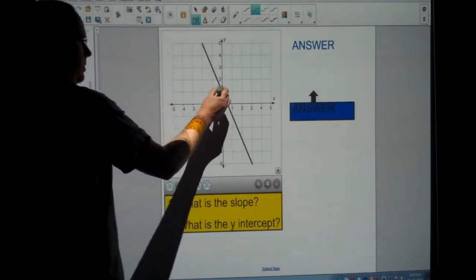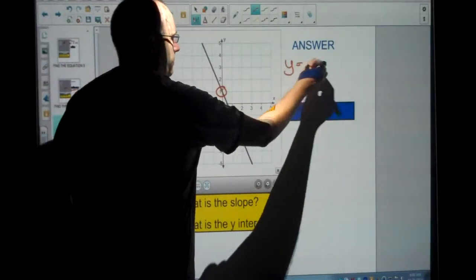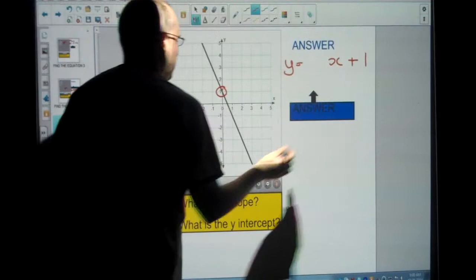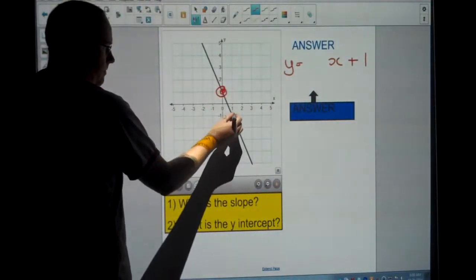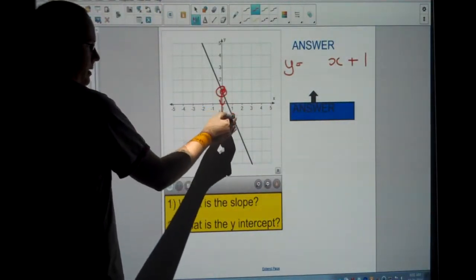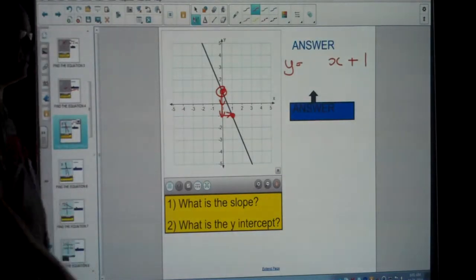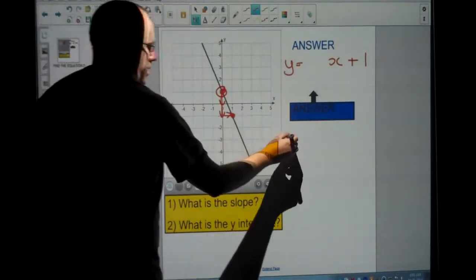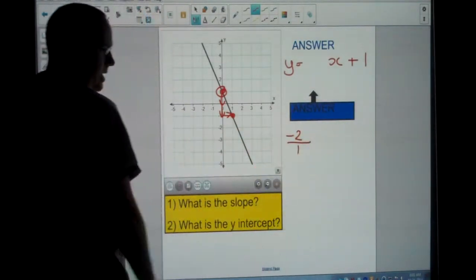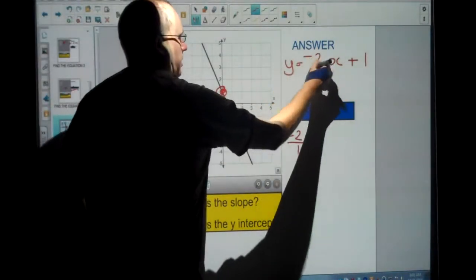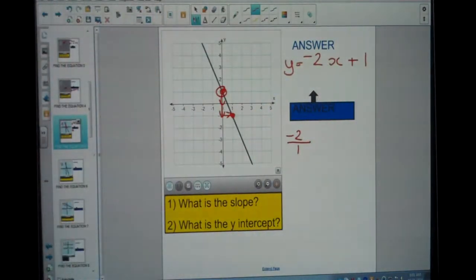This time we go through +1, and my slope this time, I can see it goes through these 2 points, so I can go down 2 across 1. When I go down, I give that a negative slope, and -2 divided by 1 is just -2.